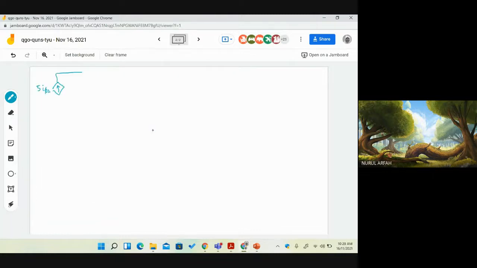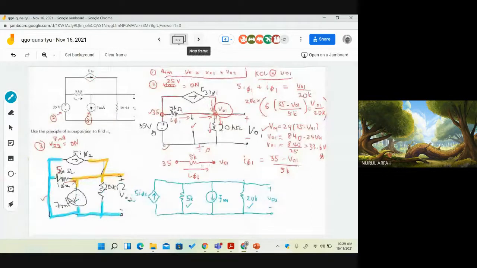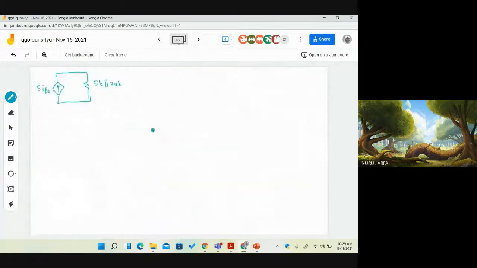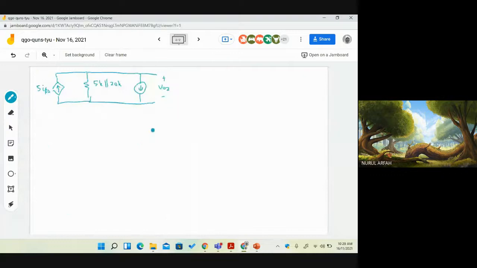Okay, resistor combination is 5k and 20k. Okay, go to page number 2. This is going down. This is V naught 2, 7. So what is V naught 2? Anyone? Tapi sebelum tu mungkin the current.